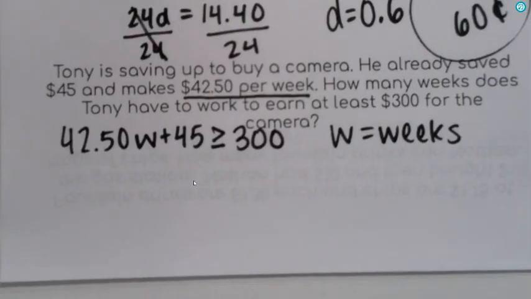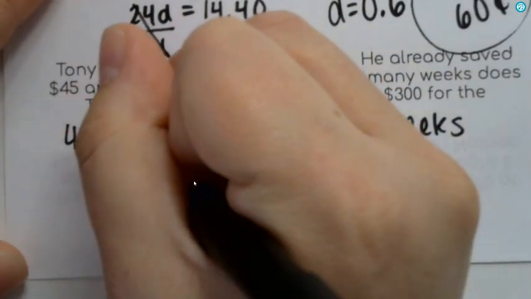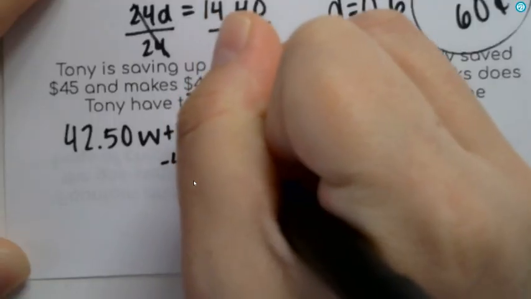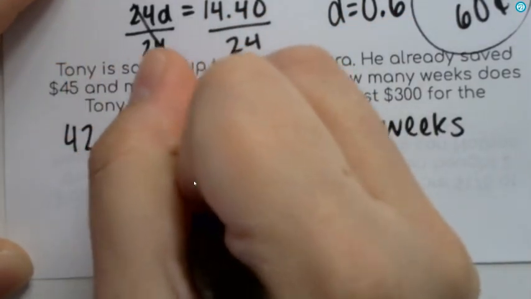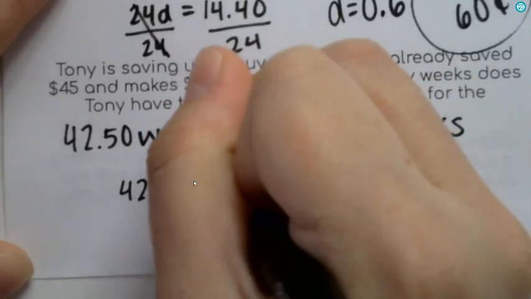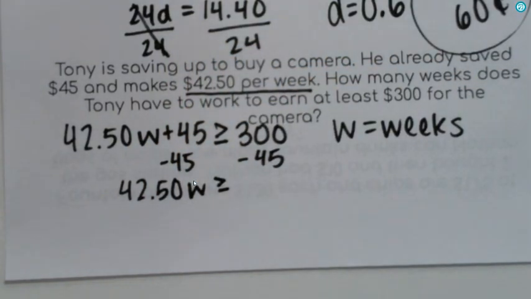And then we're going to solve. So from there, we will subtract 45 from both sides. We'll say 42.50W is greater than or equal to 300 minus 45, which is 255.